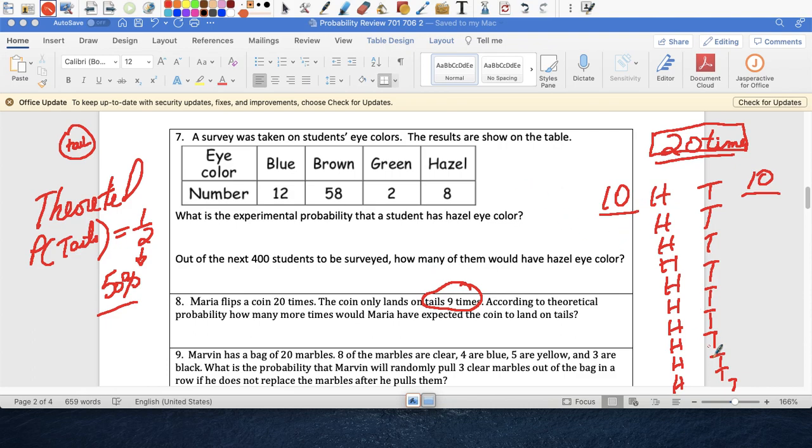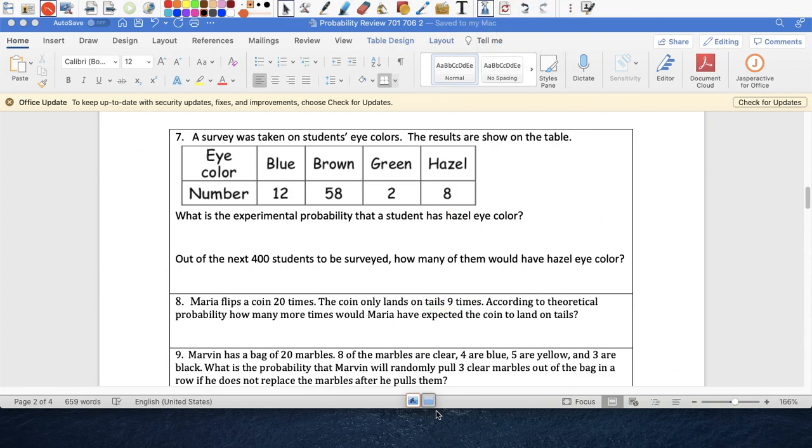So how many more would you expect? Did you expect to land on tails? Well, you were expecting 10, right? You got 9, so you expected 1 more time. Okay.